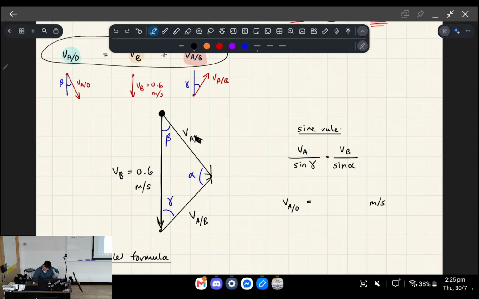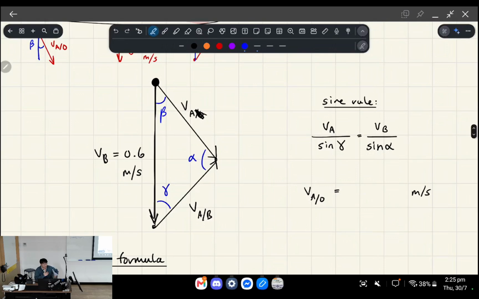Okay, so let's just take a step back and think about what we know and what we don't know from this velocity triangle. So we know what VB is, right? We're told in the question what VB is. We also have worked out these angles, okay? What we don't know is this, and we don't know this. Like, we don't know the magnitudes. We know its direction, okay?